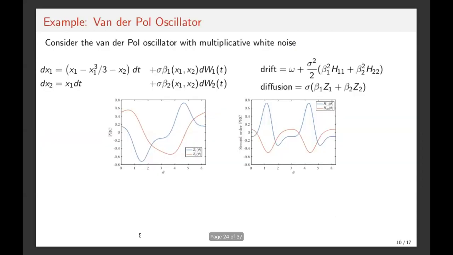All right. So let me give you a very simple example. This is a van der Pol oscillator with multiplicative noise, so sigma times beta 1, which could depend on the state variables x1 and x2. So if I want to write it in terms of vectors, it's dx is f of x dt plus sigma B(x) dW, where B is a diagonal matrix. So since the diffusion matrix is a diagonal matrix here, in the drift only two components of the second order phase response curve appear. So I just computed the diagonal entries of the second order phase response curve here. So here are H11 and H22, and here are the two components of the first order phase response curve, which appear in the diffusion.